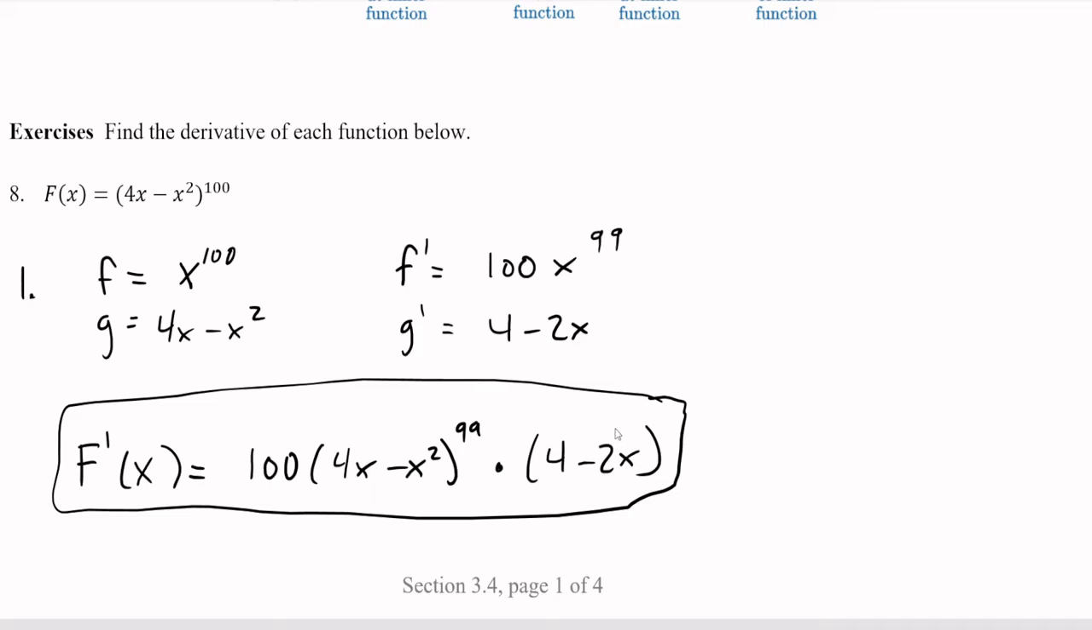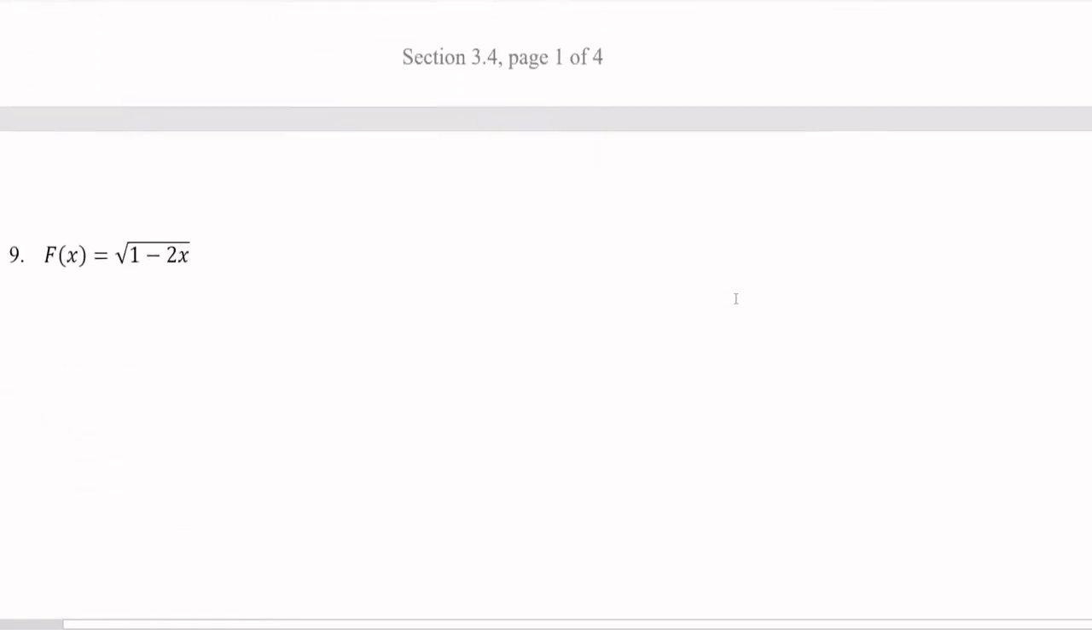So what are we watching out for? Make sure g gets plugged back in here. Don't forget to multiply by g prime. That's it. Identify, get your pieces together, plug them into the formula. There you go. So step one, step 2, plug it in, step 3. Okay, we're going to just try a bunch of these, so let's keep going.